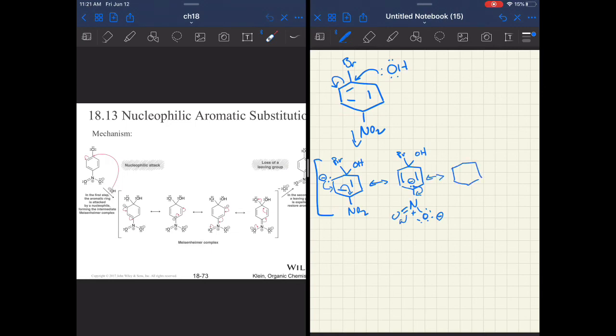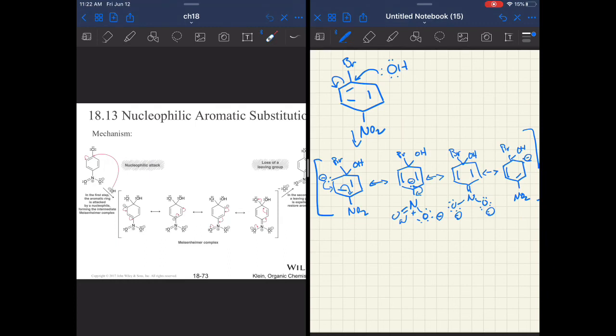And if it was in the meta position, you wouldn't have that additional resonance structure. And hopefully by now we're starting to realize that the stability of these intermediates comes from the stability and number of the resonance structures. All right, and then there would be one more. Trying to draw this small enough so I don't mess it up. I'm just going to go back to abbreviating my NO2. So if the nitro is ortho or para to the leaving group, you are able to get all 4 structures of the Meisenheimer complex, stabilizing it enough for this reaction to occur.